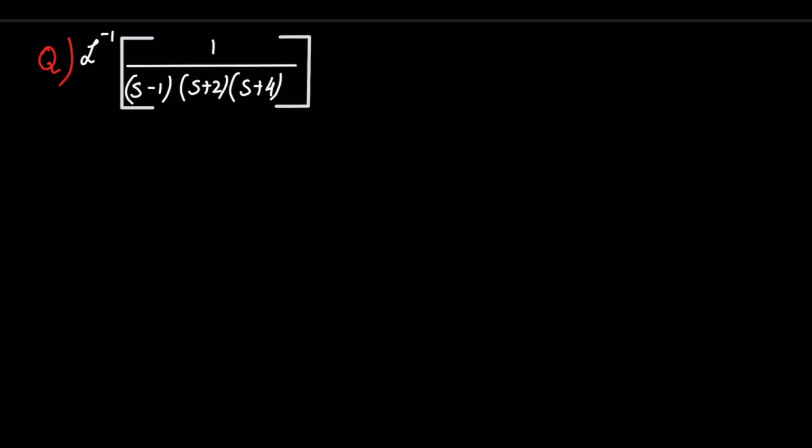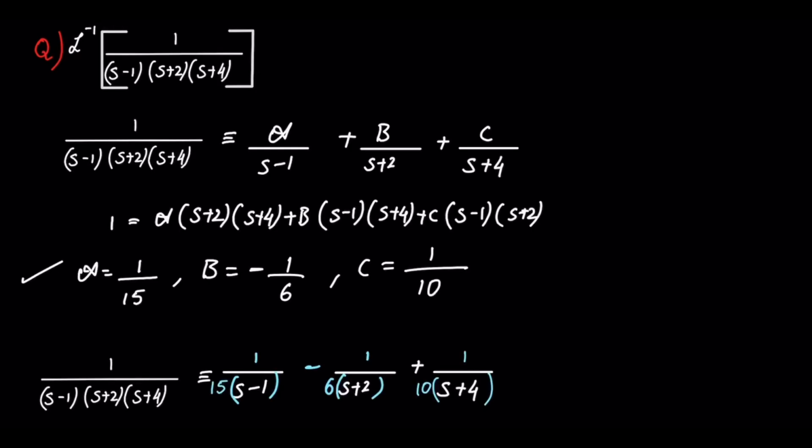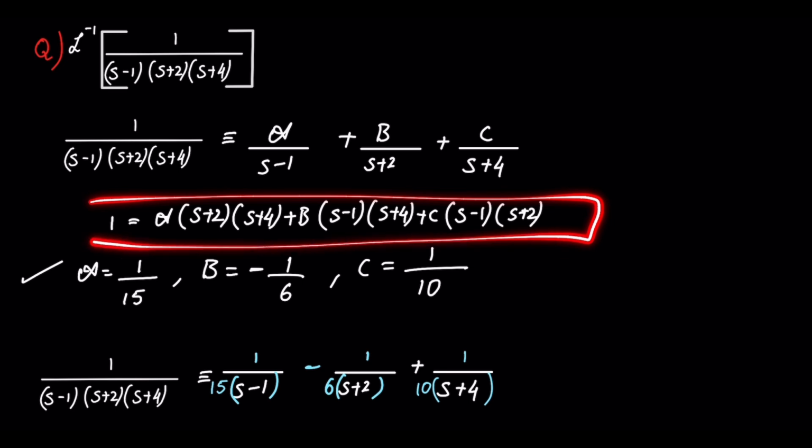Now, let's find the inverse Laplace transform of this more complex fraction. We will be using partial fractions to break it into simpler pieces. Here, I have already carried out the partial fractions and found the values of A, B, and C. We found the value of A by setting s equal to 1 and substituting it here. The value of B, I found by placing s equal to -2 and substituting it here. And similarly for C, s equal to -4, I substituted it here.